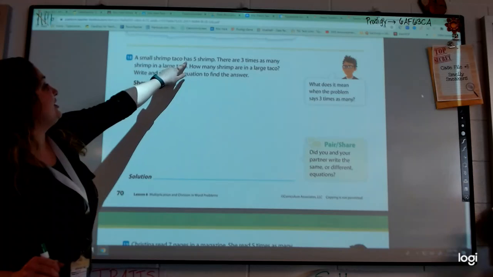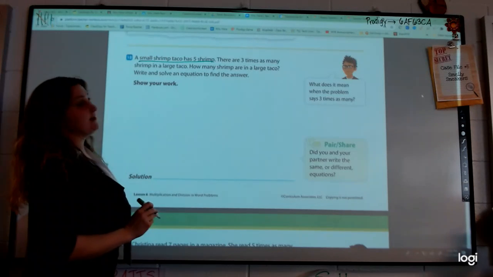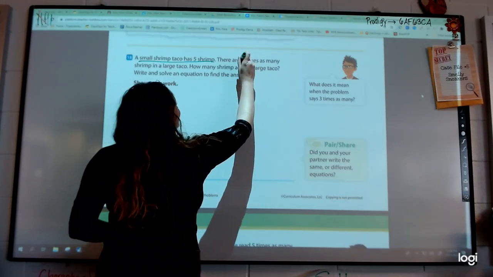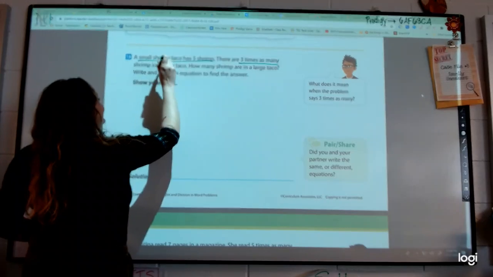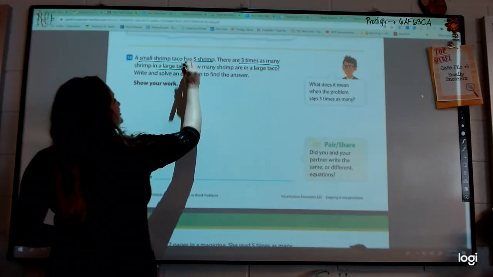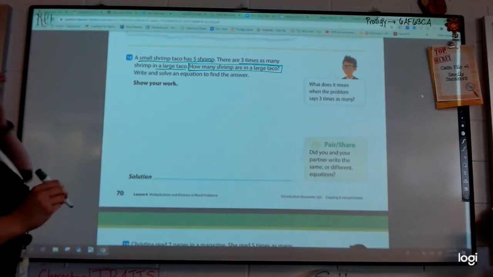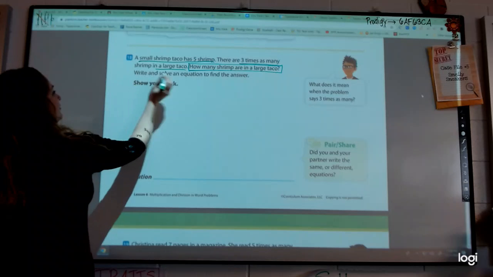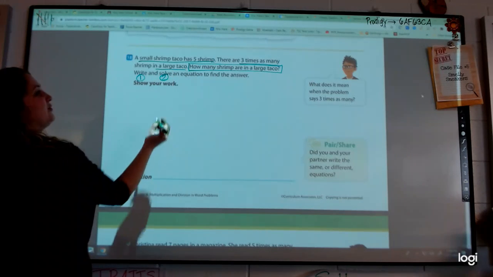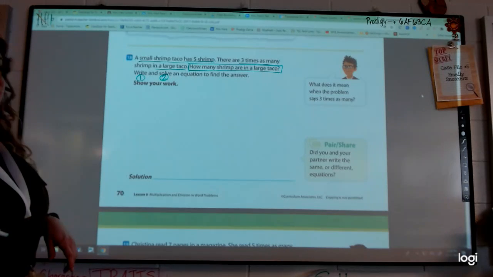But we know for sure the small shrimp taco has 5 shrimp. That is something we need to know. There are 3 times as many shrimp in a large taco. 3 times as many in the large taco. How many shrimp are in a large taco? That's our question. I'm going to put it in a box. And they want us to write, first thing, and solve, second thing, an equation to find the answer. All right, so we have a few jobs to do.